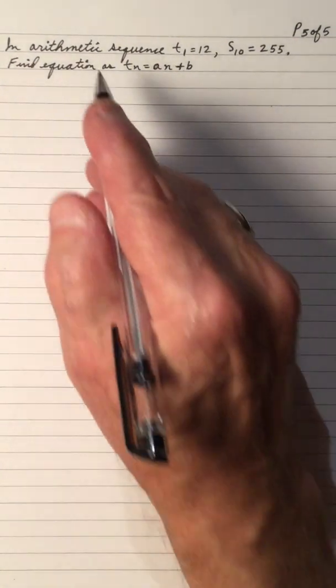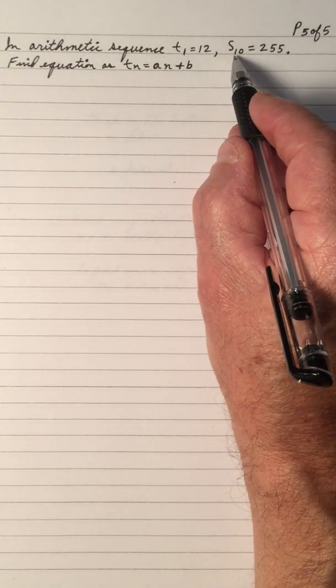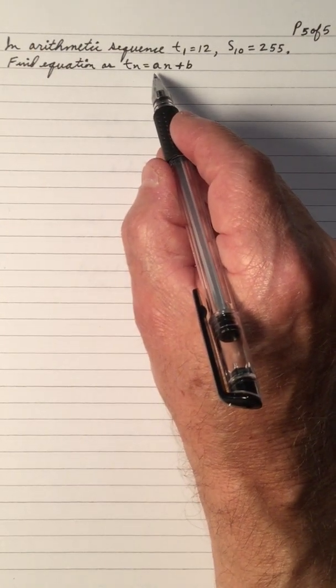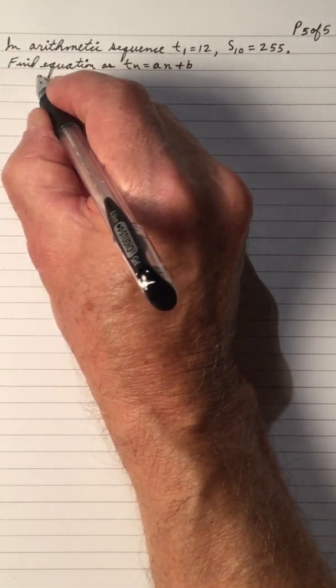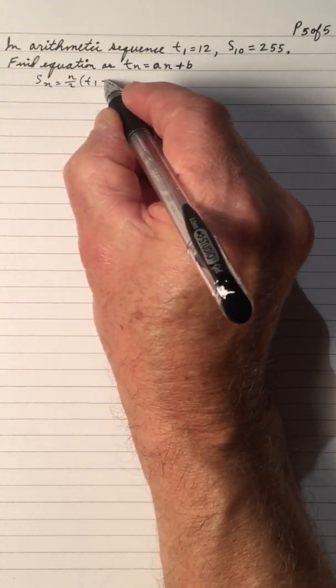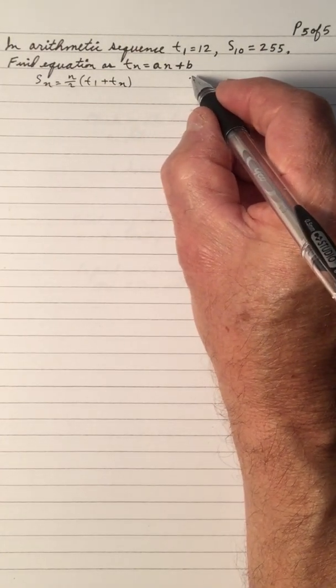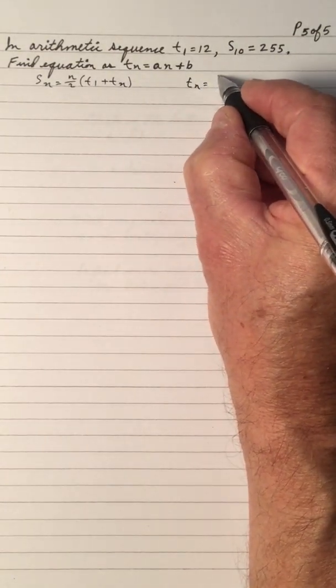Here we go. In an arithmetic sequence, T1 is 12, and the sum of 10 terms is 255. Find the equation that represents the arithmetic sequence. Well, we have two types of equations. We have Sn is n over 2 (T1 plus Tn). And we also have the equation that we're looking for. But in order to get this equation, I have to use Tn is T1 plus (n minus 1) times d.